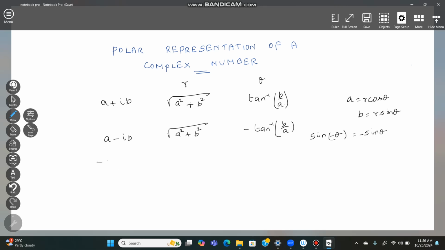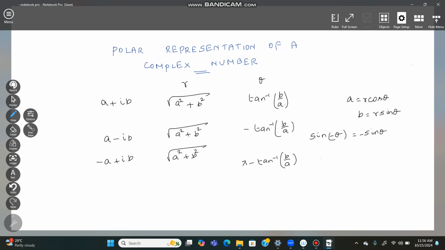Whereas if it is of the form minus A plus iB, in the sense the real part is negative and the imaginary part is positive, the modulus is not going to change. It is going to be the same root of A square plus B square. Whereas for the angle, I have to take it as pi minus tan inverse of B by A, because cos has to be negative, but sine has to be positive. In which quadrant is cos negative and sine positive?